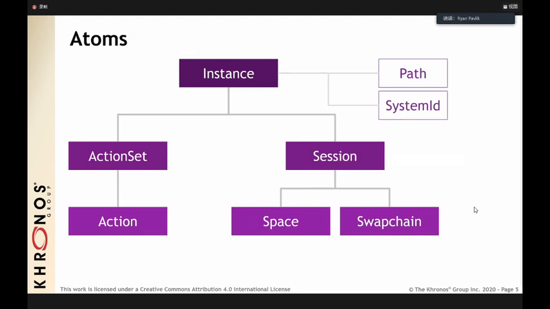In addition to handles, there are two additional types known as atoms. They're not objects, and they don't have an explicit lifetime. They're just coded numbers that represent some fixed thing in the runtime. The one you'll work with most often is a path. An XR path is a number that corresponds to a string representing a semantic path. Although these have no explicit lifetime, they only have meaning in the instance they're retrieved from. Do not save or reuse these between runs.